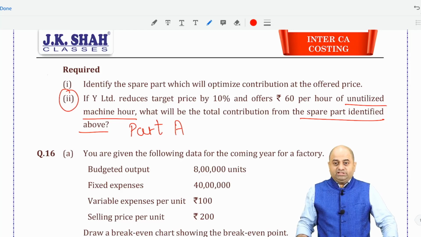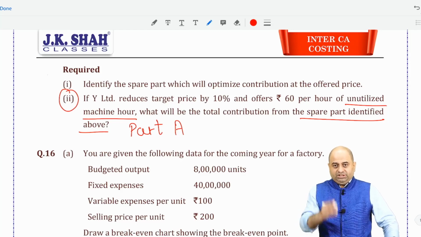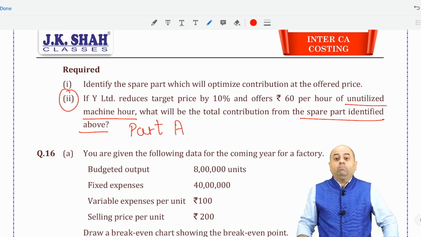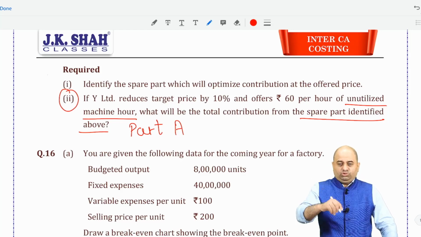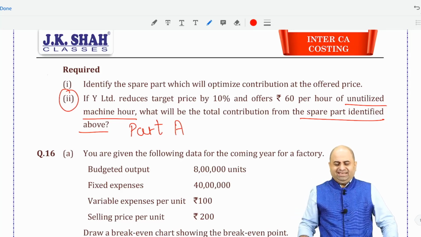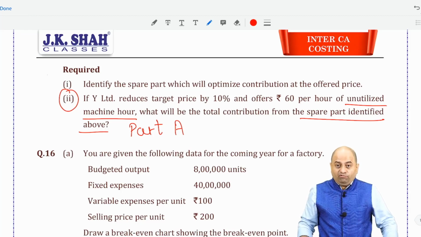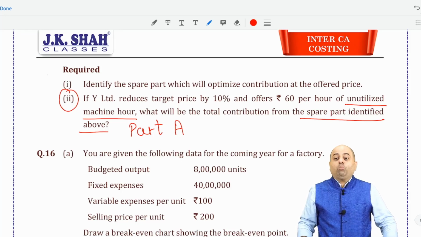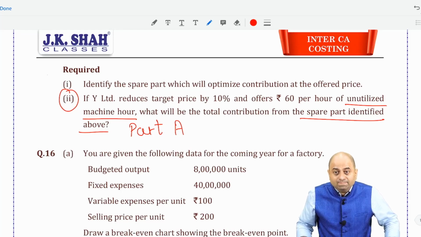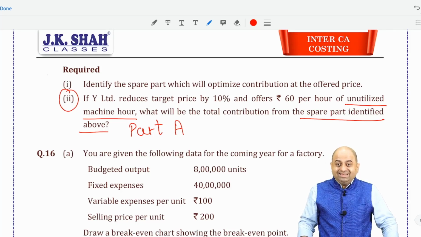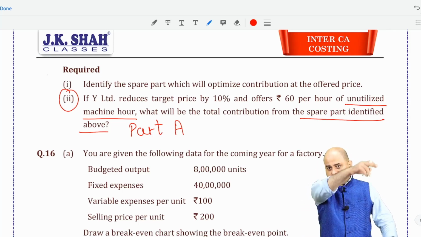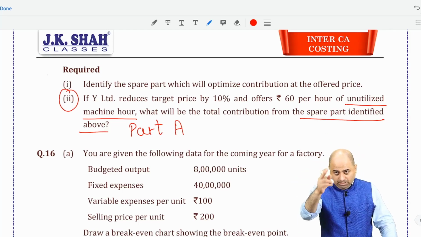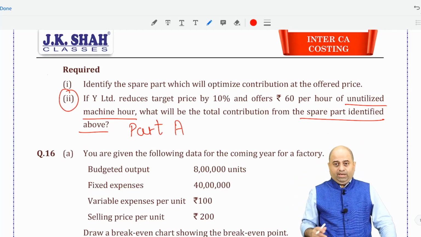That unutilized machine hours multiplied by 60 gives you the contribution, plus you take the contribution after reducing the selling price. That will be the total answer of part 2. The important part is unutilized machine hours. How to calculate? Total machine hours minus utilized machine hours. That is how you calculate the contribution from unutilized machine hours: unutilized machine hours into 60. Don't forget this, an important question in my opinion.